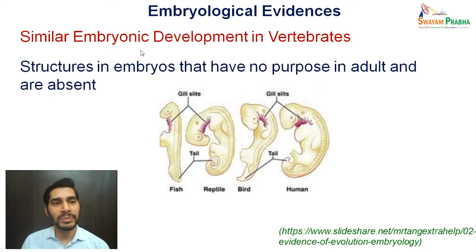Yet another example comes from the similar embryonic development in vertebrates. Structures in embryos that have no purpose in the adult and are absent are still found in our embryonic stages. For example, the gill slits and the tail in, let's say, a human embryo are still found, though we do not have any purpose or function of these structures in adult forms. So the existence of these kinds of structures in embryonic forms again points towards evolutionary processes that have taken place in our past.